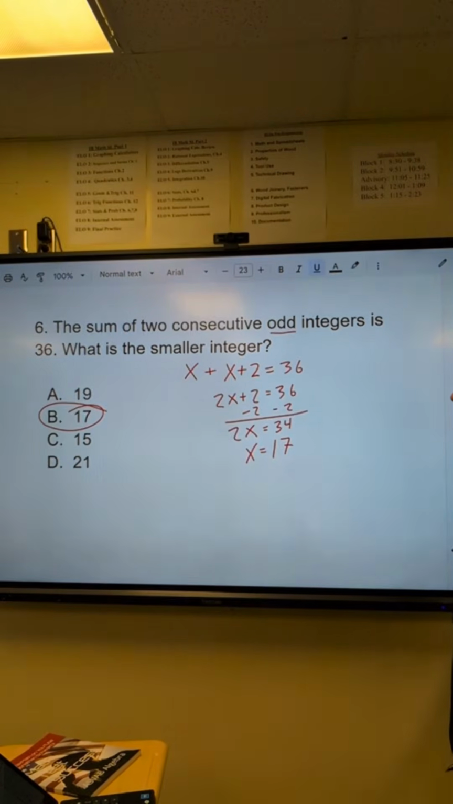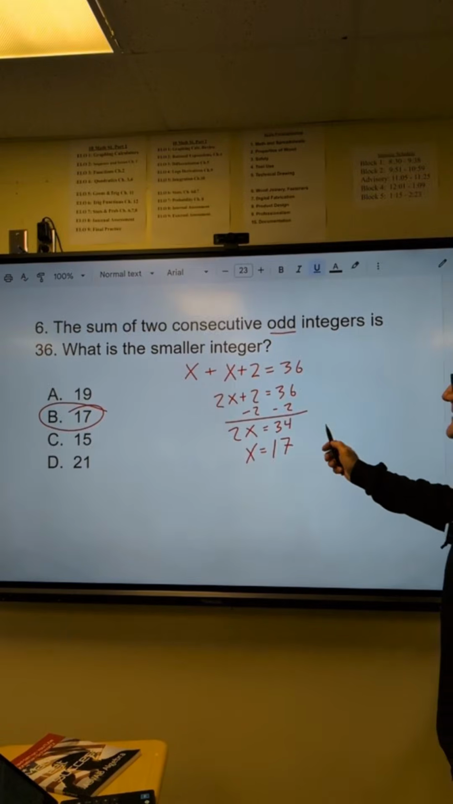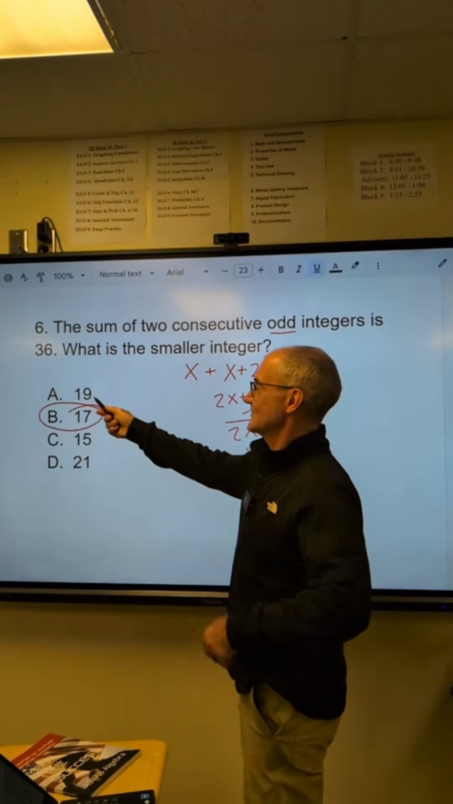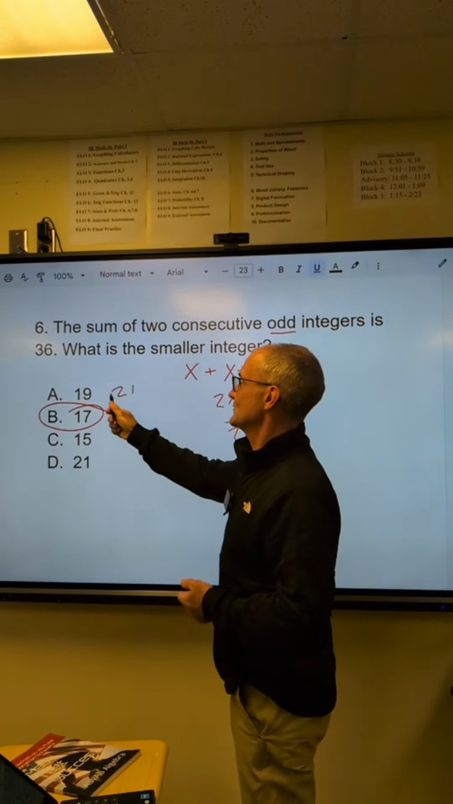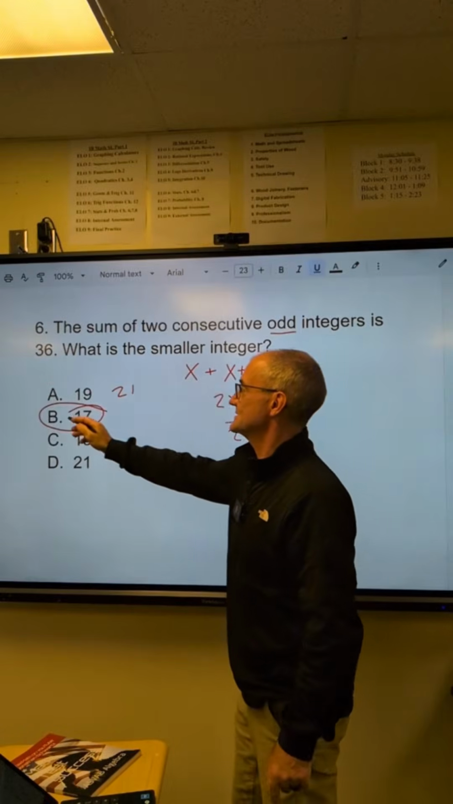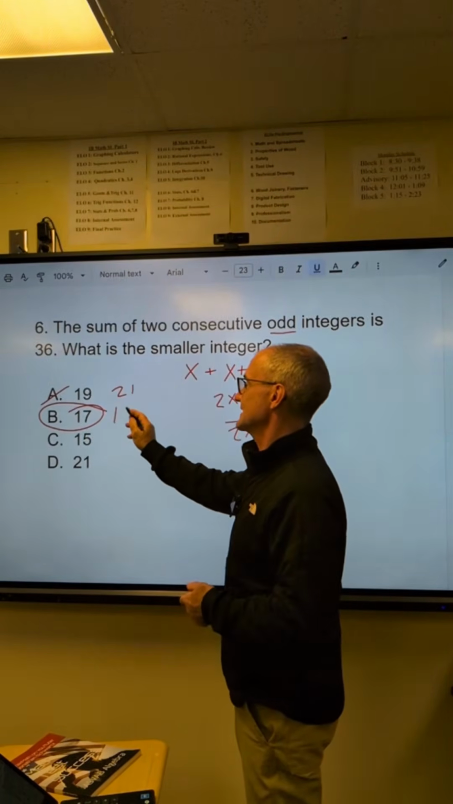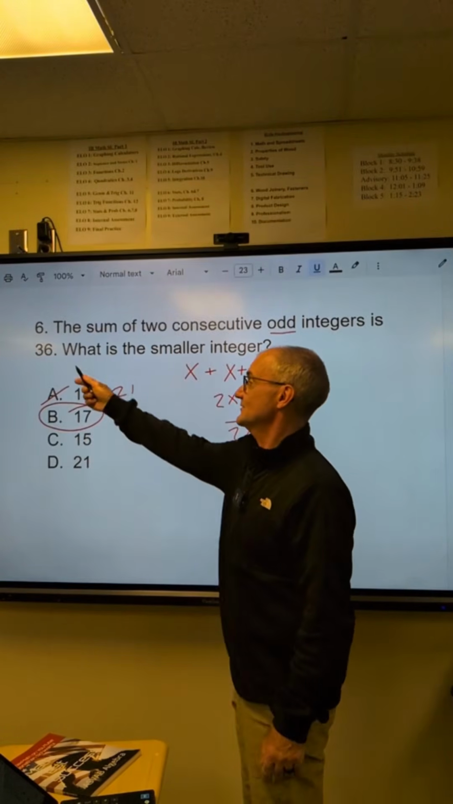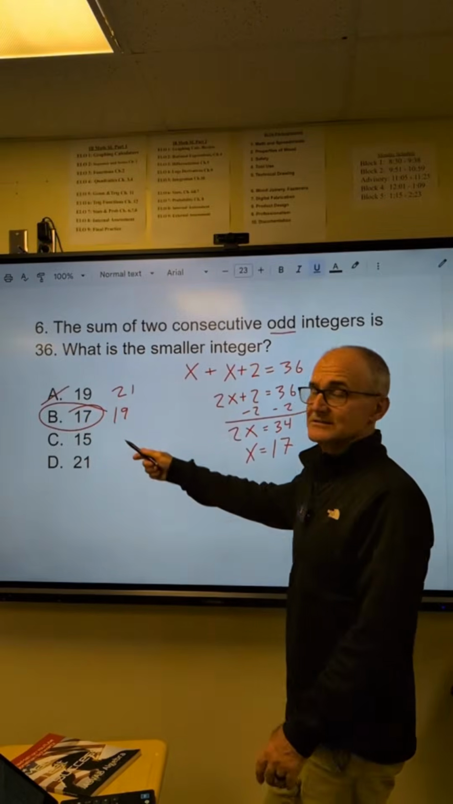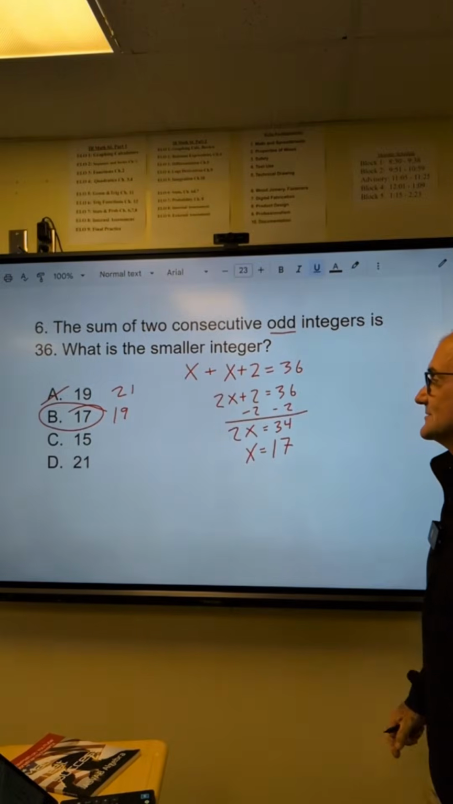Another way to do that without the algebra, if you wanted to, is if this is 19, the next integer would be 21. 21 and 19 is not equal to 36, so I know it's not that. 17, 2 more than that, the next odd integer would be 19. 17 and 19 is 36, correct answer. So I could solve it also through a process of elimination using those answers as well, which is a good way to do this one.